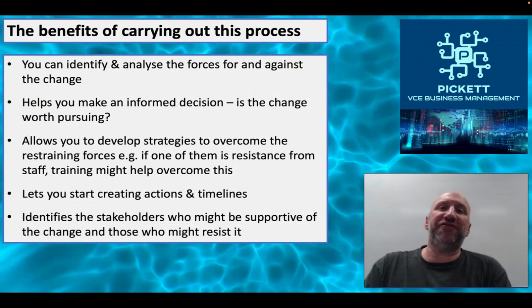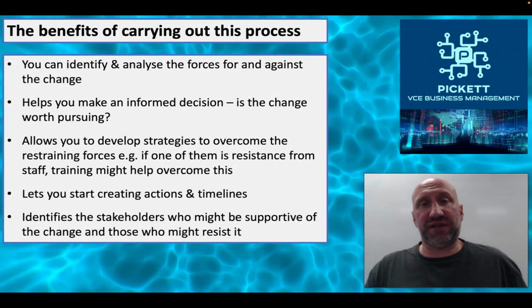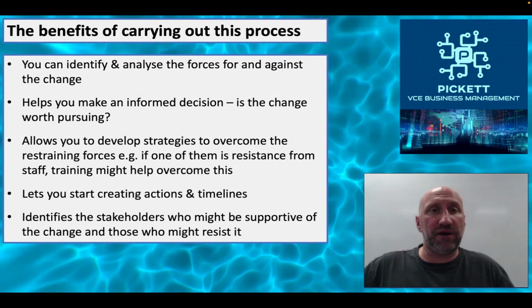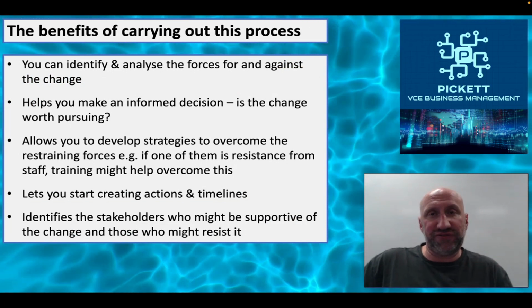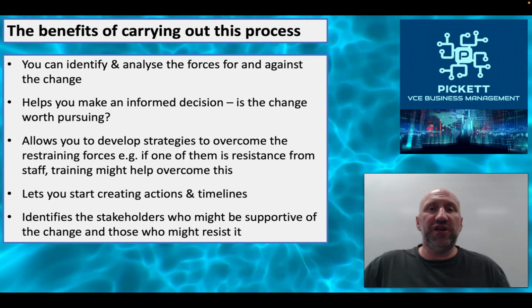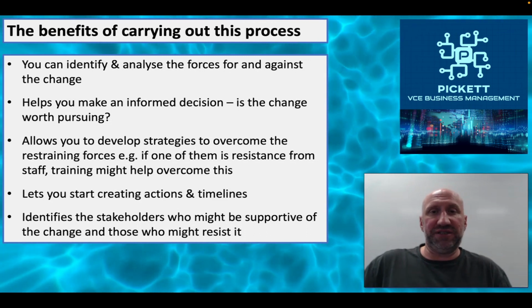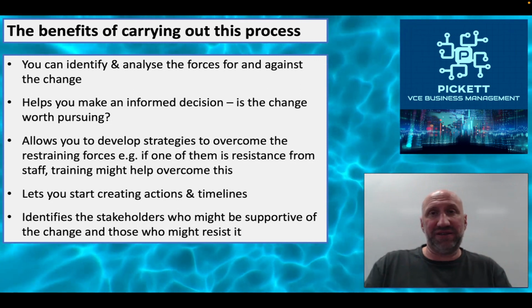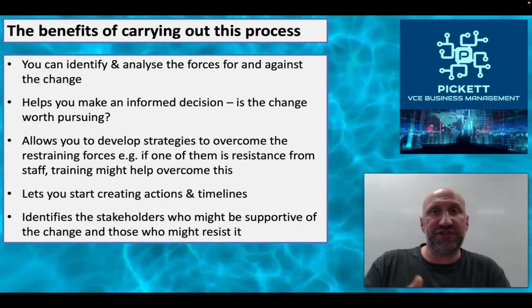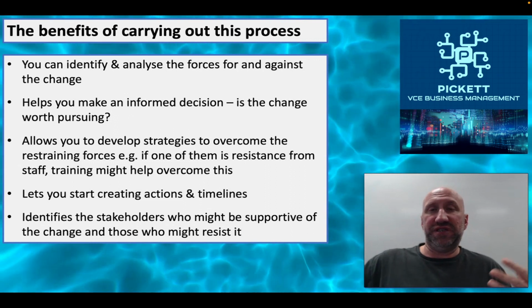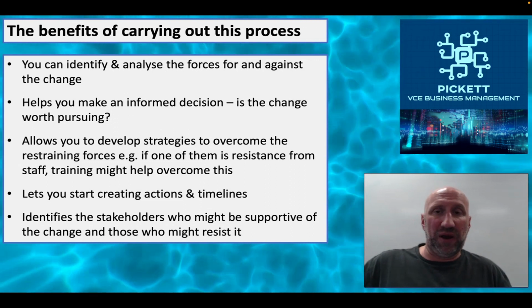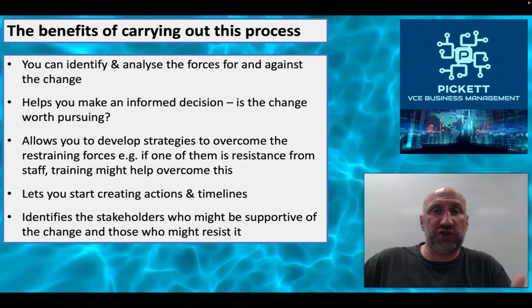So the benefits to going through this process, again, that's a question that can easily be posed. So what are the benefits of going through the force field analysis process? First off, you can identify and analyze the forces for and against the change. In other words, the driving forces and the restraining forces. It helps you make an informed decision, like I was just talking about, whether the change is actually even worth pursuing at all.